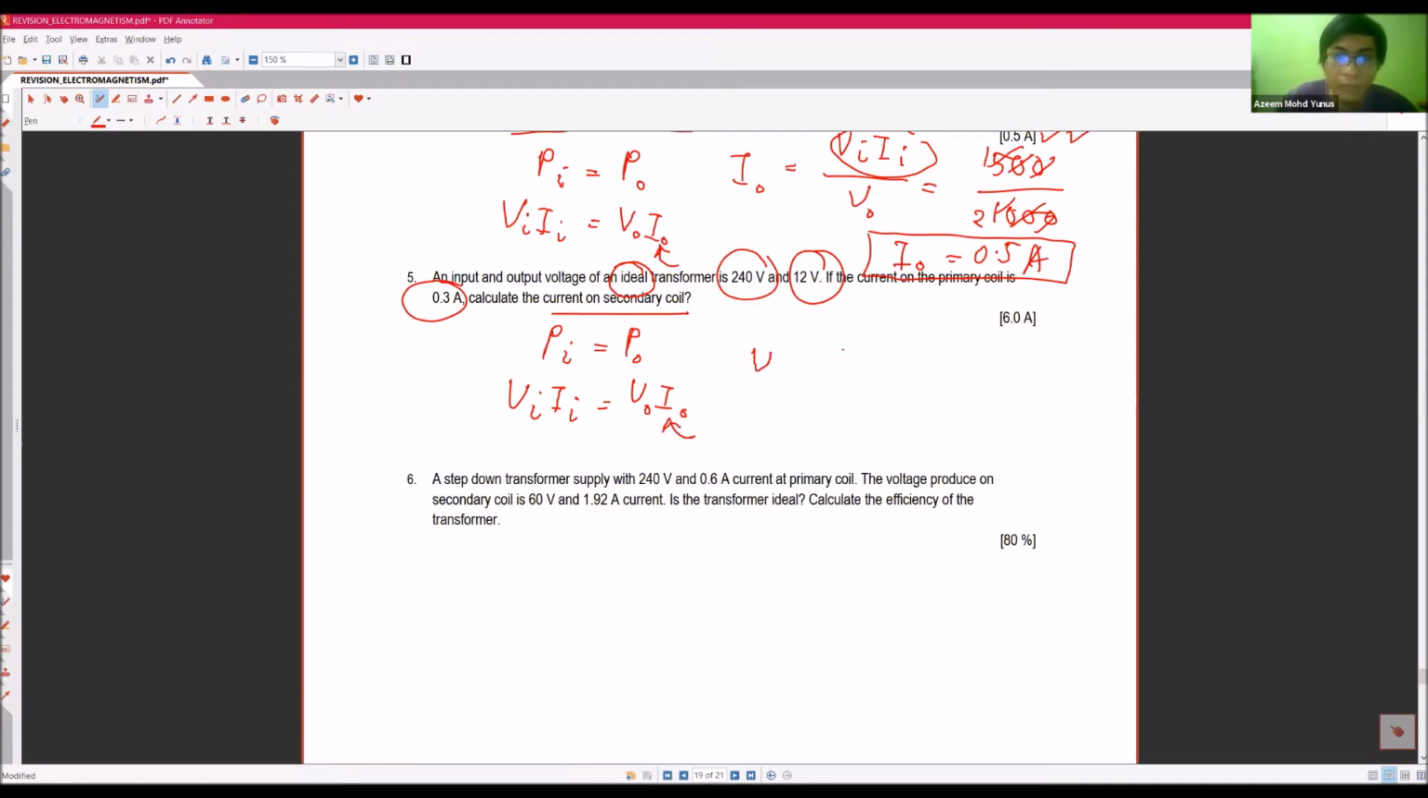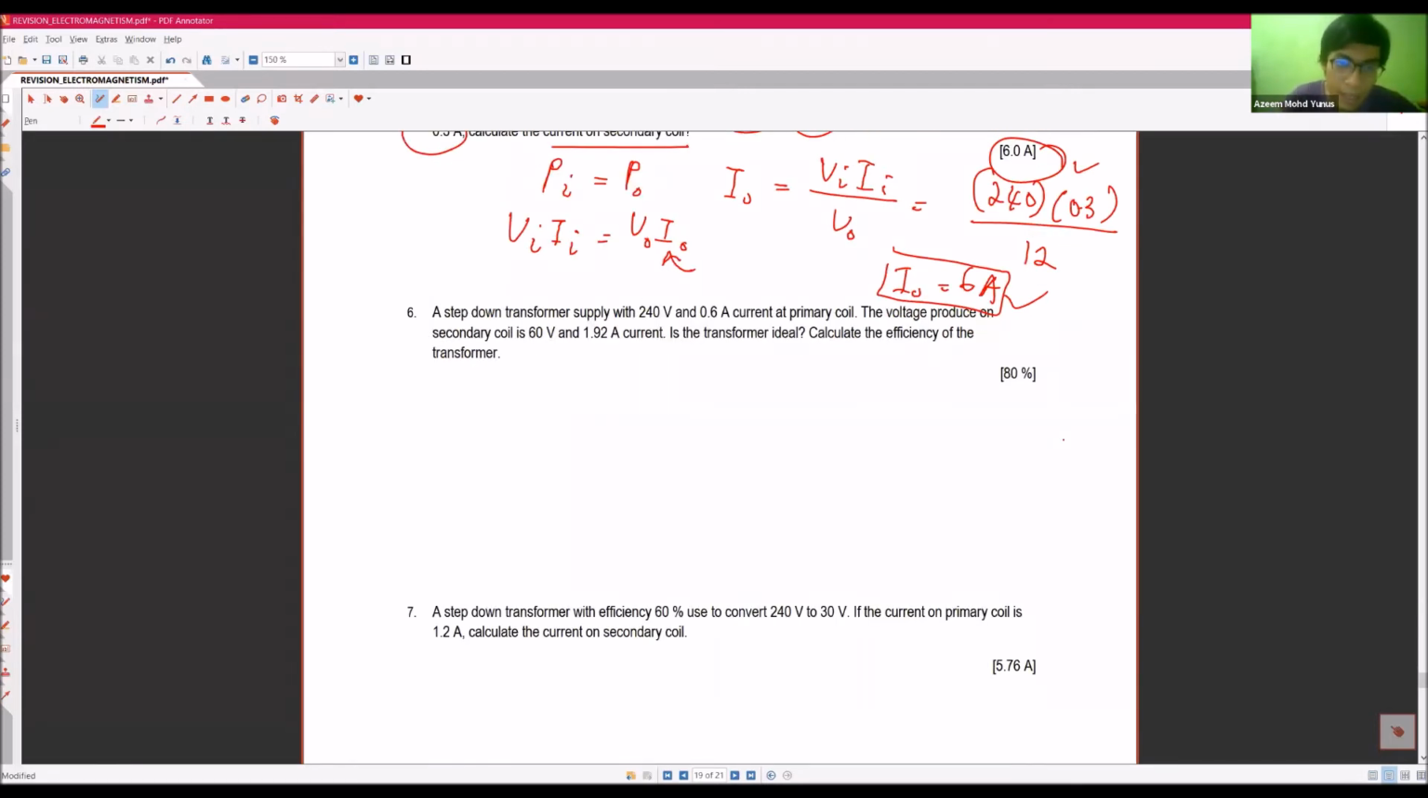So let's rearrange our formula. It becomes Io equals Vi Ii over Vo. Vi is 240, Ii is 0.3, Vo is 12. So if we plug that into the calculator, we got 6 amperes. So again, our answer is correct.